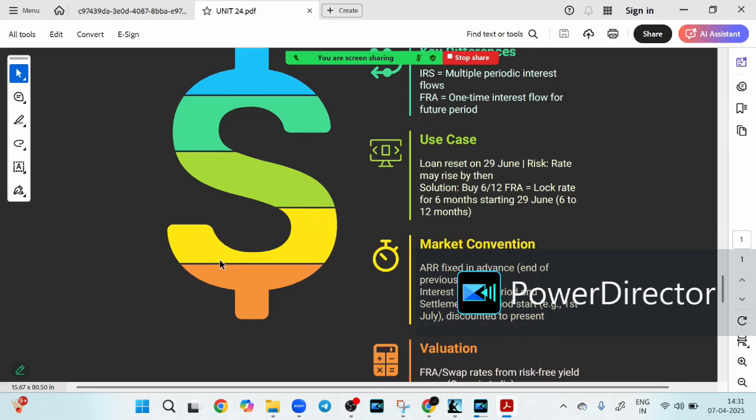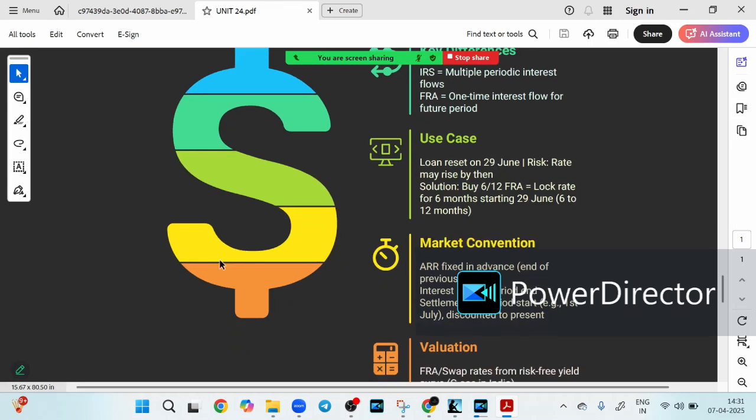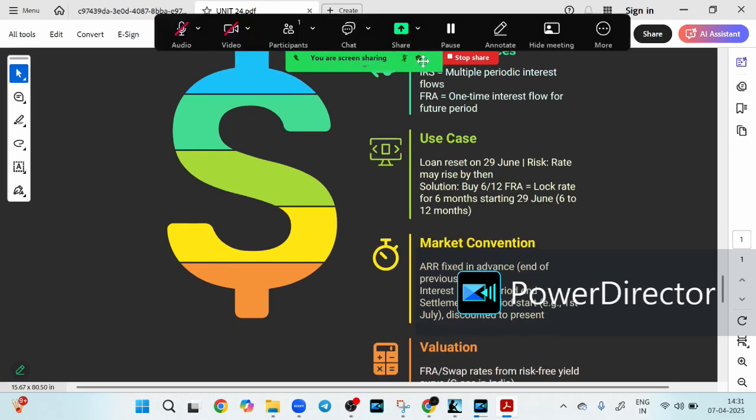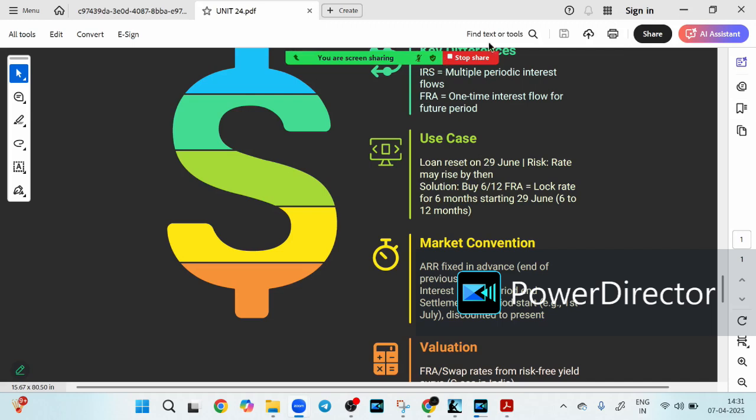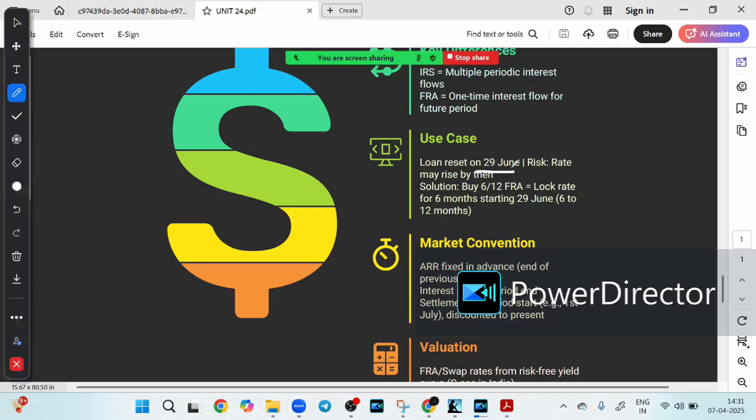Let me give you one example to understand this. Suppose a company's loan resets on 29th June, right? Now, they fear interest rates may rise by then. They fear that the loan will reset on 29th June and then interest rates may rise by then.